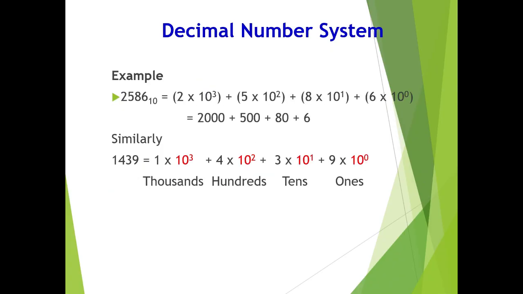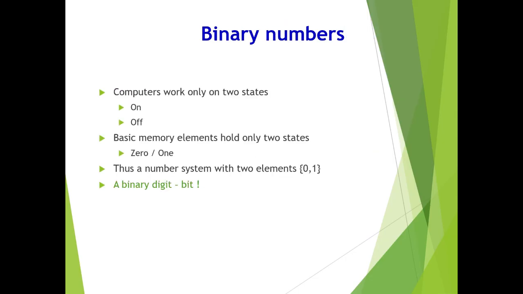And this is how we will expand the decimal number. For example, 2586 means 2 into 10 power 3 plus 5 into 10 power 2 plus 8 into 10 power 1 plus 6 into 10 power 0. So thousands, hundreds, tens and ones.